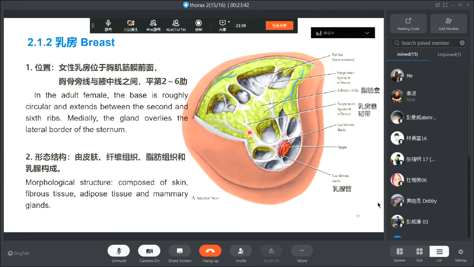So in our breast, there is fibrous tissue. It is a fibrous tissue, and we can see it. This fibrous tissue has an anatomical name. We give its name as the subcutaneous ligament of the breast.